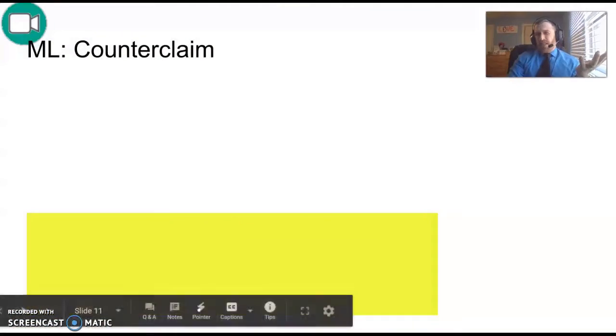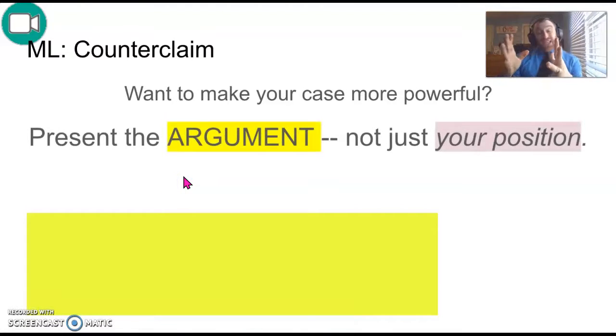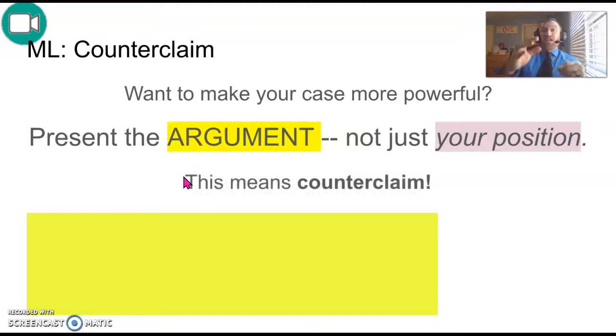Now, what do you need to know about a counterclaim? Let's talk about that briefly. A counterclaim is if you want to make your case more powerful. If you only present your side, it's just an argument. When you present your side and the other side, you have something a lot more powerful. Now it's a debate because you're showing more than your position. You're showing both positions. So this means you have to include a counterclaim, what the other side is thinking about.